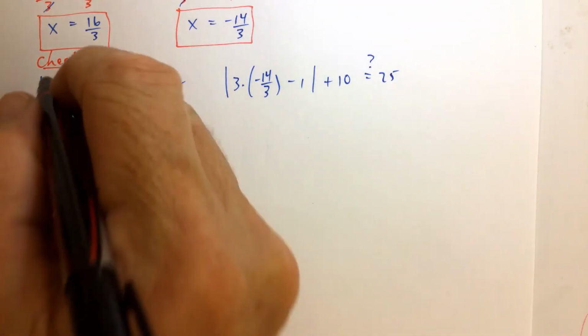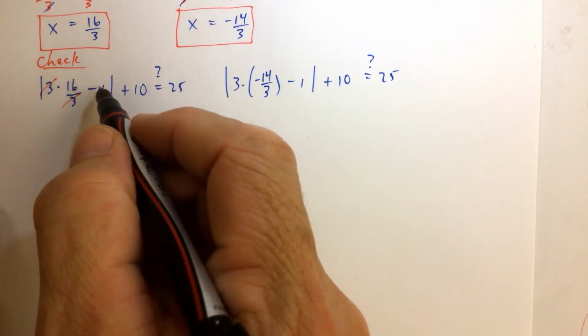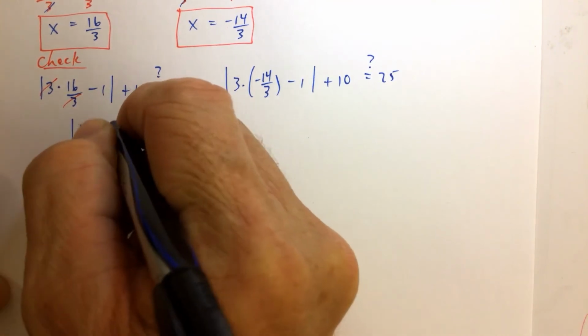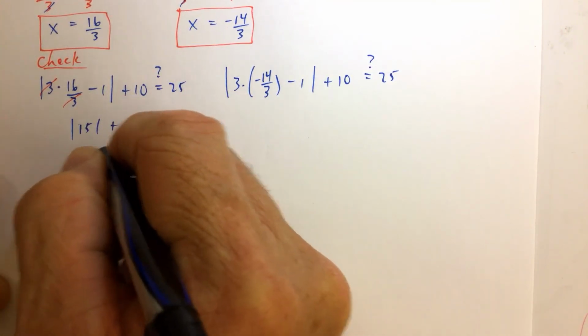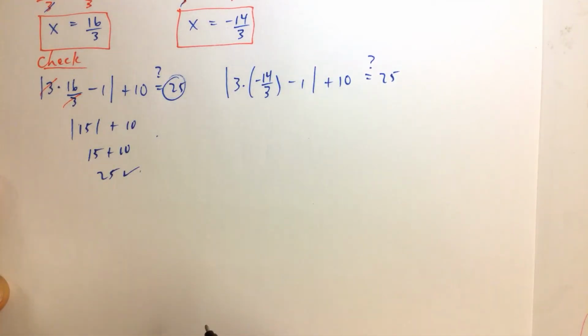Well, let's try the first one. The 3's cancel, and we get 16 minus 1. 16 minus 1 is 15, and the absolute value of 15, when we add that to 10, we're going to get 15 plus 10. Yeah, we're going to get 25. Check. That's the same thing as we got on the right.